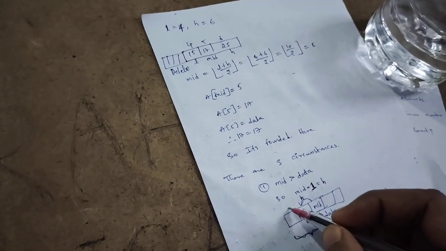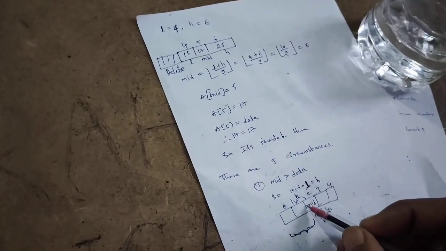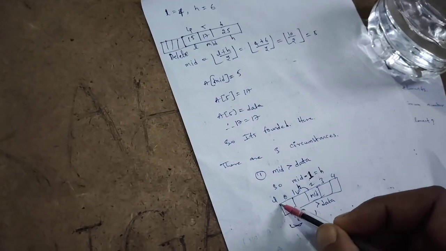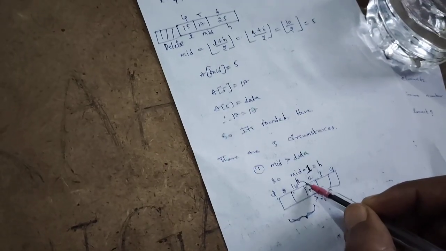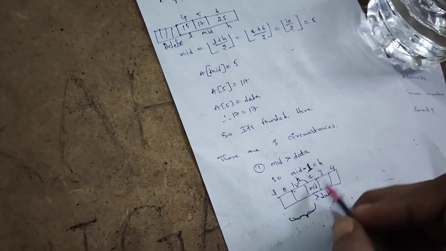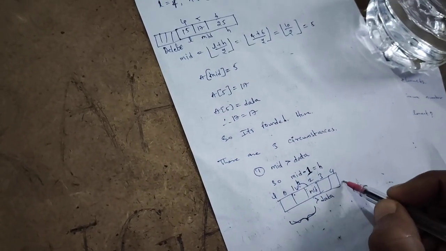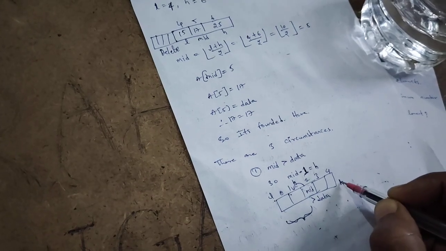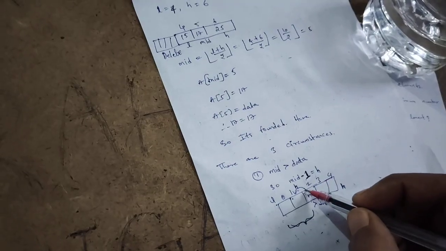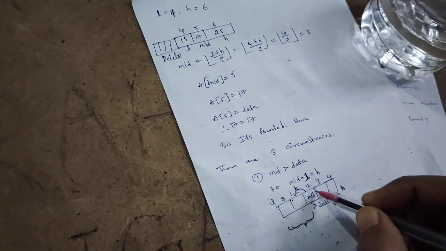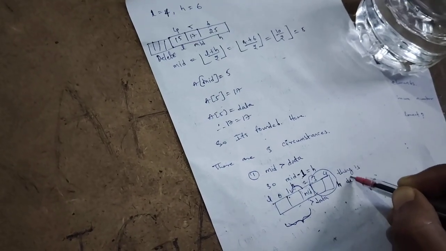We start from 0, 1, 2, 3, 4. The L, the low array index, stays as it is, but the H comes to this side. So we consider this. As usual, H previously stayed at this position, but now we assume H is at this position, so the rest is deleted.